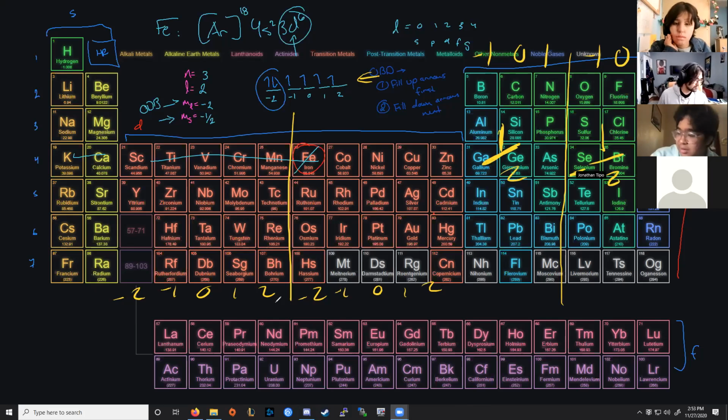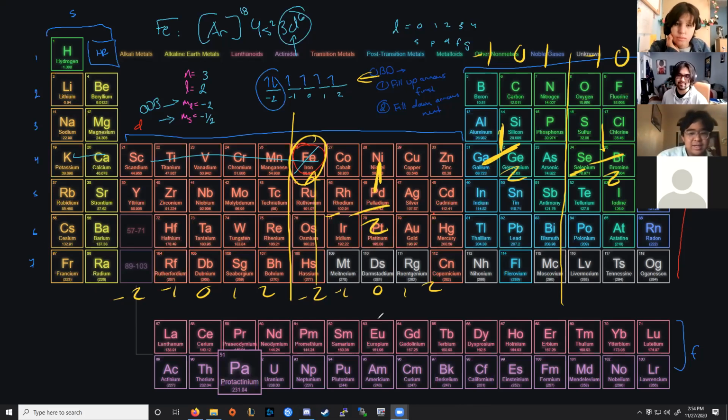And then from here, it's kind of like playing Battleship, where you go, oh, -2, -1/2, and then we're at iron. Right, so -2, -1/2, we're at iron. That's a quick way without having to draw the orbital box diagram. But again, it's the same thing, because we're filling up, up, up, up, up, and then down, down, down, down, down. So if you want to think about it that way, it might help you.